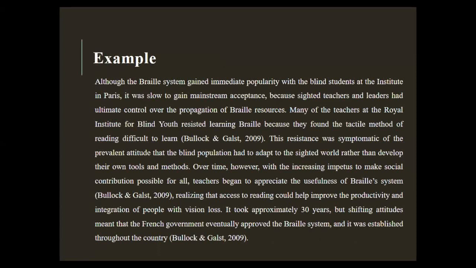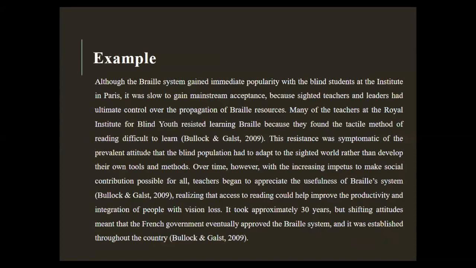Although the Braille system gained immediate popularity with the blind students at the Institute in Paris, it was slow to gain mainstream acceptance because sighted teachers and leaders had ultimate control over the propagation of Braille resources. So this is how the writer has begun their body paragraph. The writer says that the moment Braille system was introduced, it gained immediate popularity among the blind students in Paris.